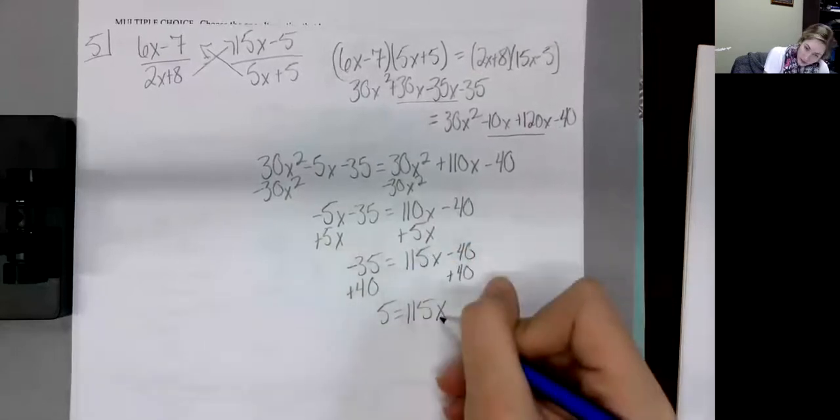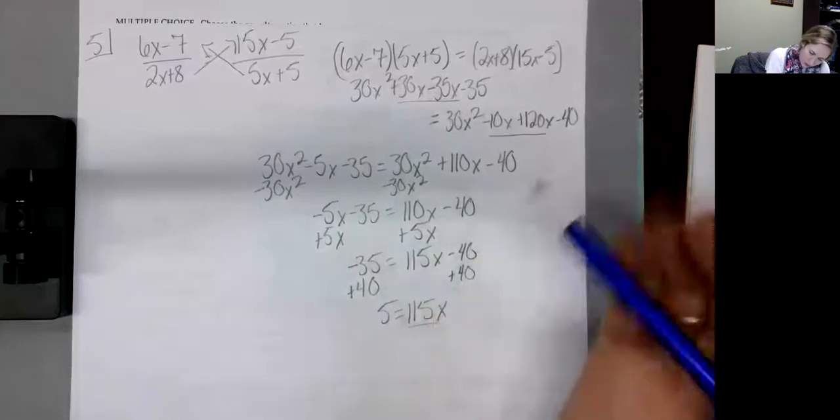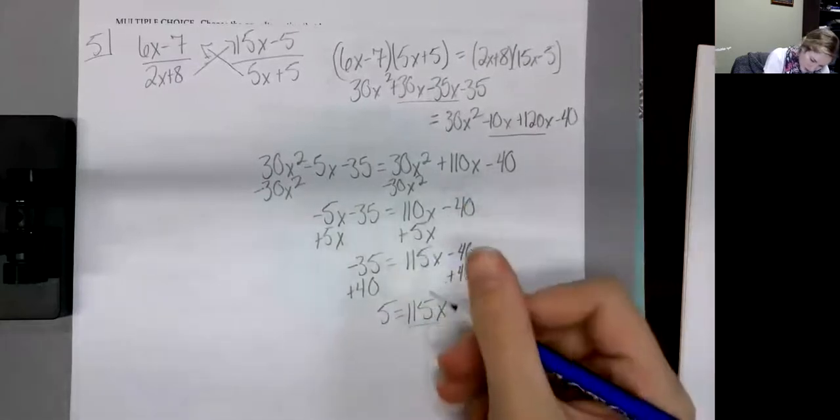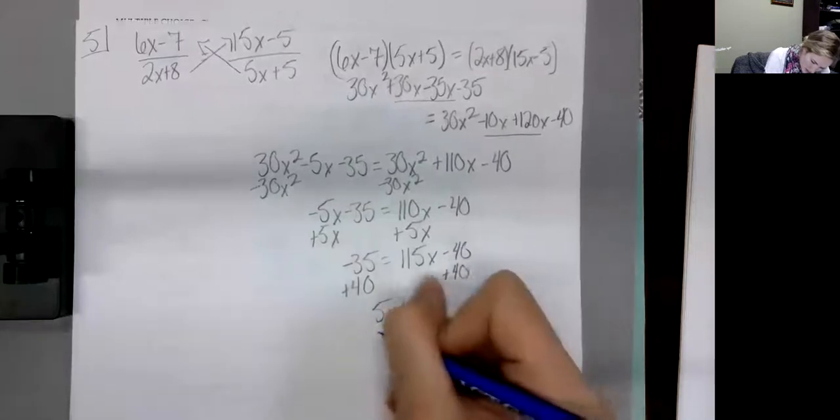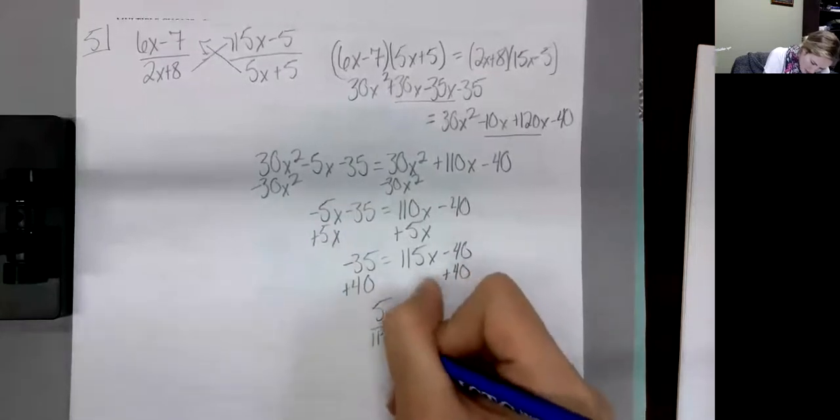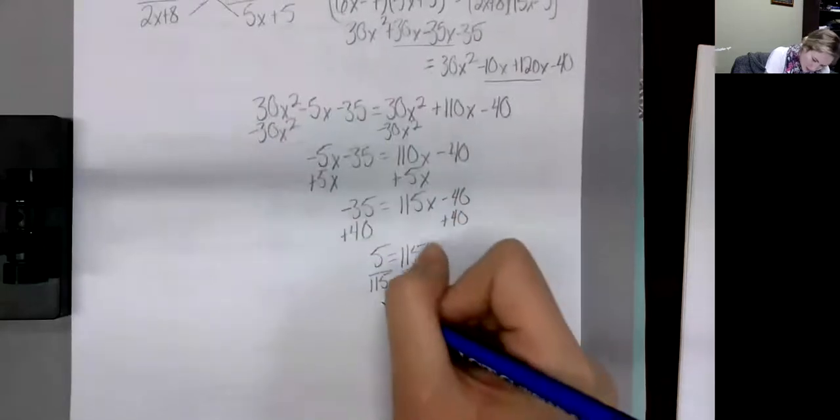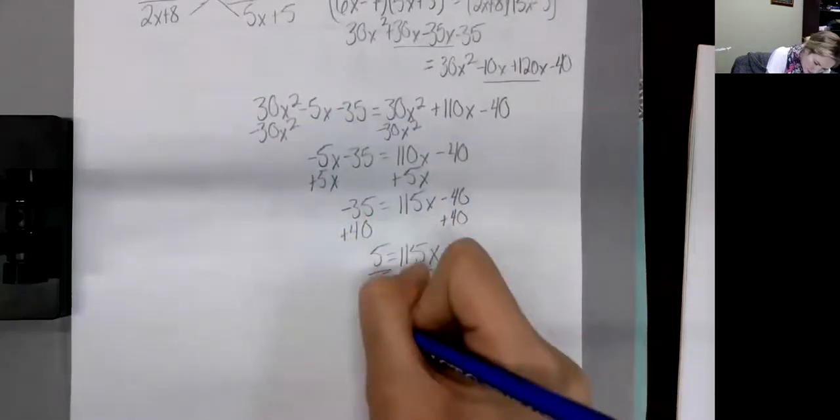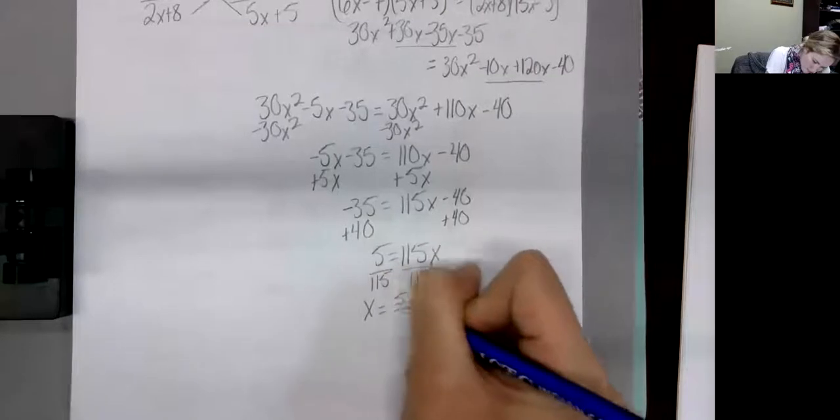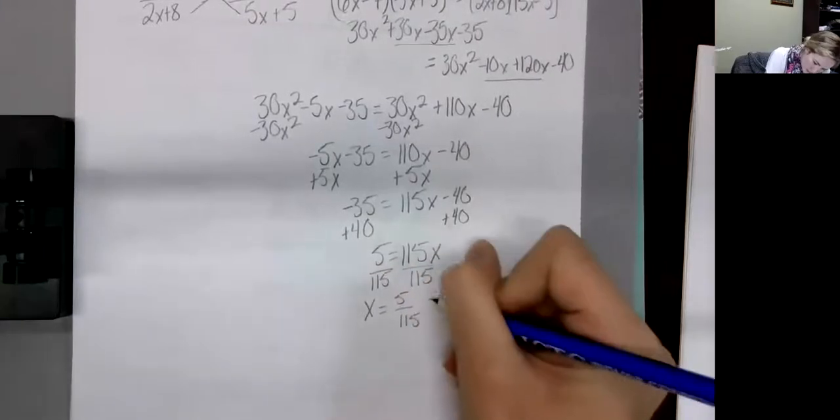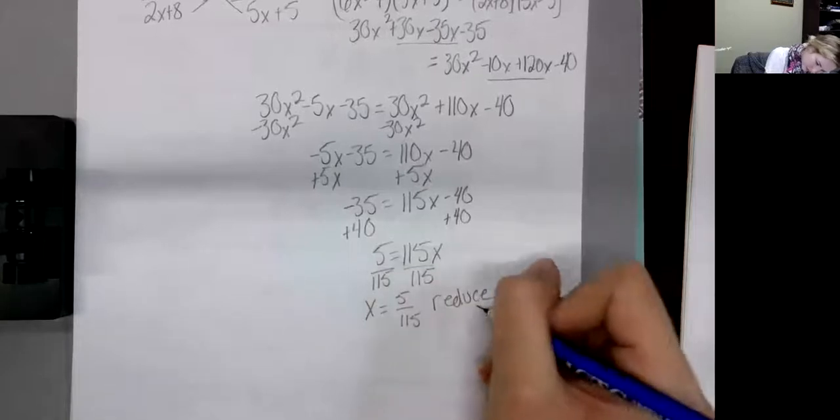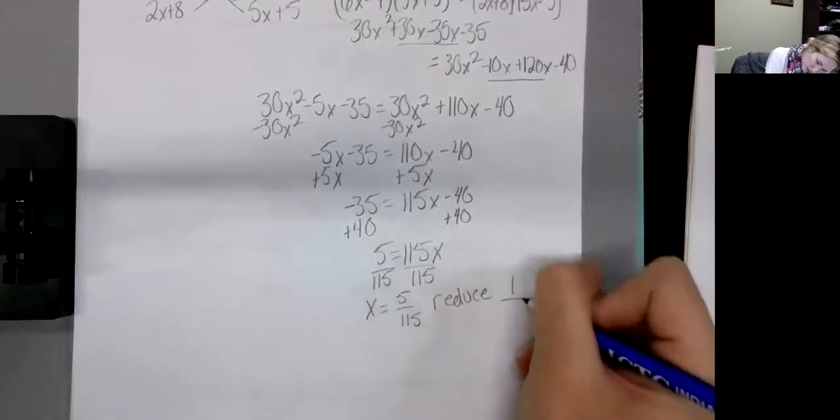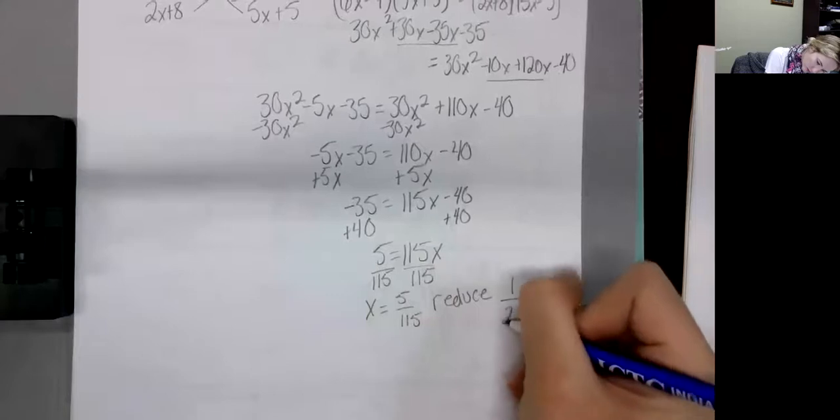And now 115's with x, so when we divide, we're going to have a fraction. I'm losing my ink. So this is going to reduce down to 1/23.